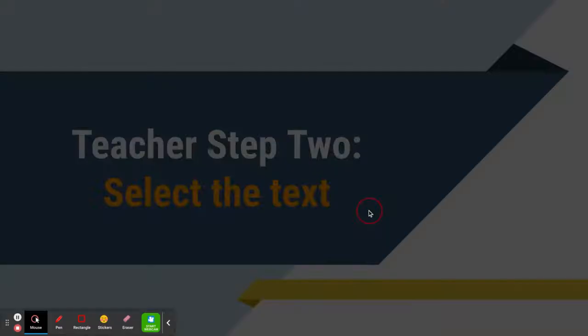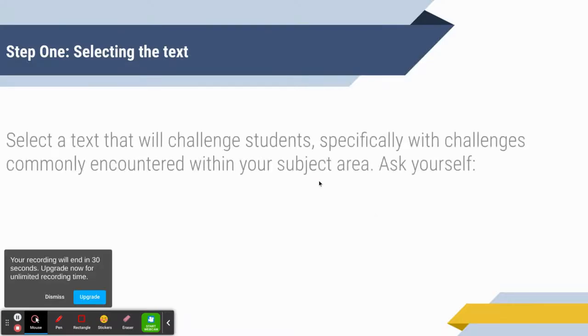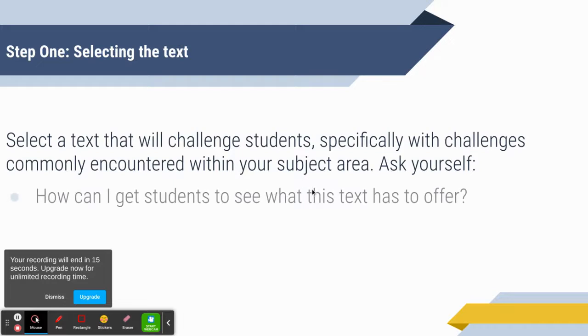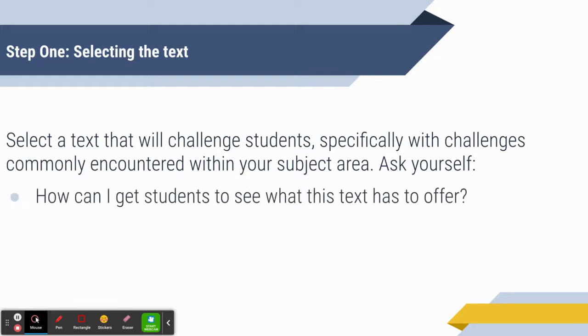So let's talk now about step 2, selecting the text. When you select the text, you want to select a text that's going to challenge students, specifically with challenges commonly encountered with your subject area. You want your students to think as though they are a historian, or as though they're a scientist or a chef. Ask yourself, how can I get students to see what this text has to offer?